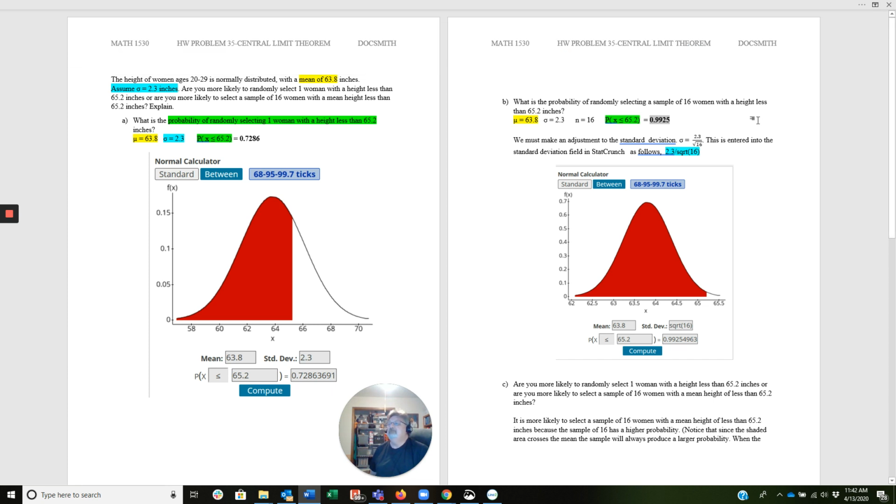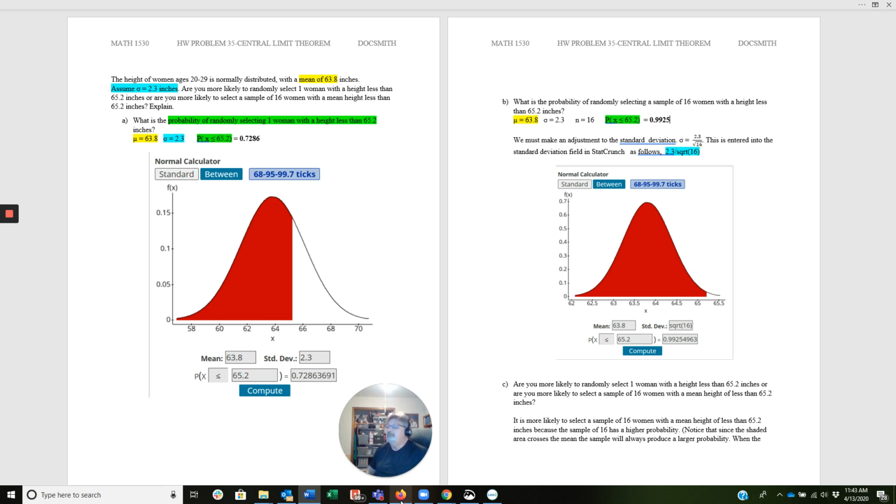Also, you notice I have this highlighted down here for the standard deviation, and there's a reason for that. So we're going to make the adjustment, and we know from the central limit theorem that the standard deviation is adjusted by taking the standard deviation of 2.3 and dividing it by the square root of n, the square root of the sample size, which is 16. Now, you don't have to do this calculation because in StatCrunch, we can type it in as 2.3 divided by, there's the / SQRT, and 16 in parentheses. And that's what's going to go in here in the standard deviation.